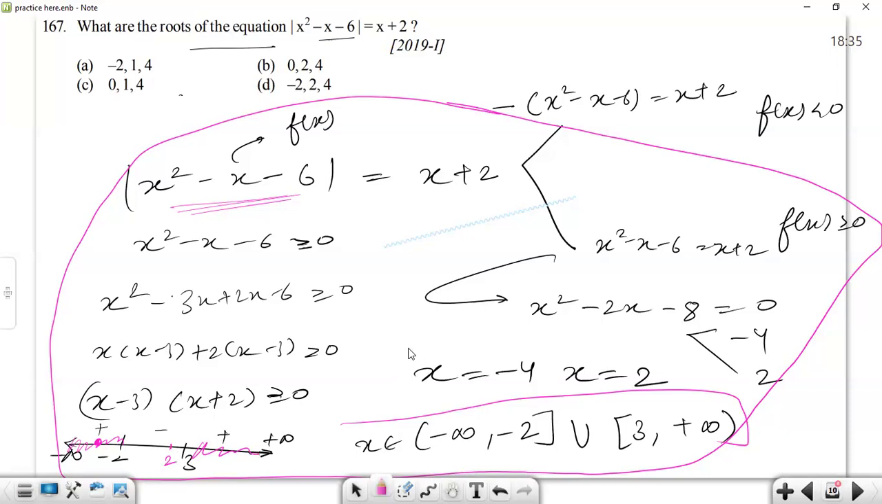So we will not take the value of 2 here. We have only found the value x is equal to minus 4. Now let's discuss the other condition.